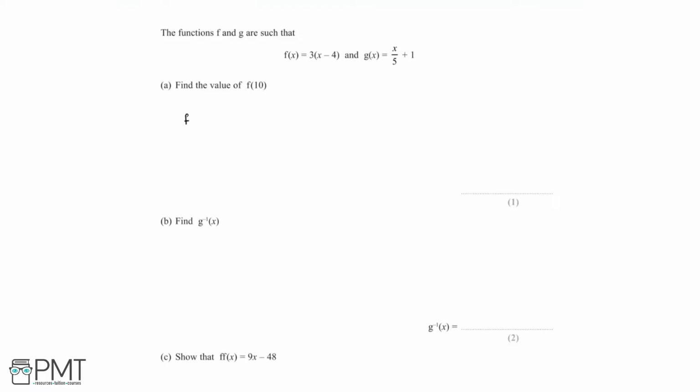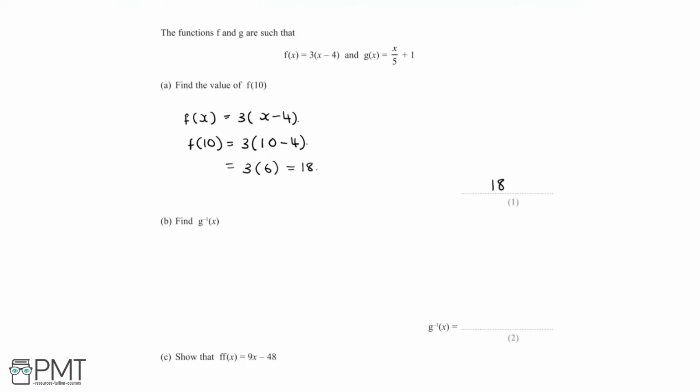And so where we have f(x) is equal to 3(x − 4), we're going to replace x with 10. And so we'll say f(10) is equal to 3(10 − 4). Now to simplify this further, 10 minus 4 is equal to 6. And so f(10) is equal to 3 multiplied by 6, which is equal to 18. And so we can say that the value of f(10) is equal to 18.